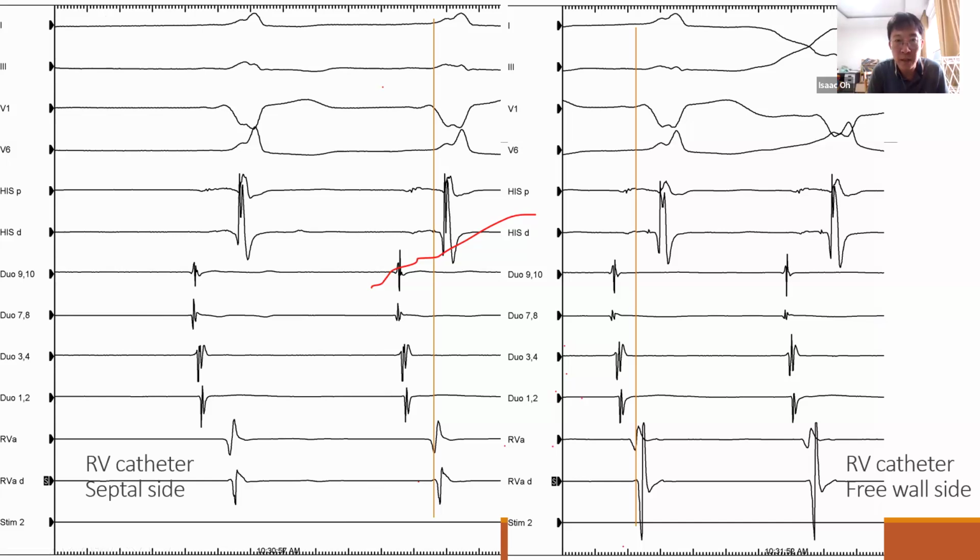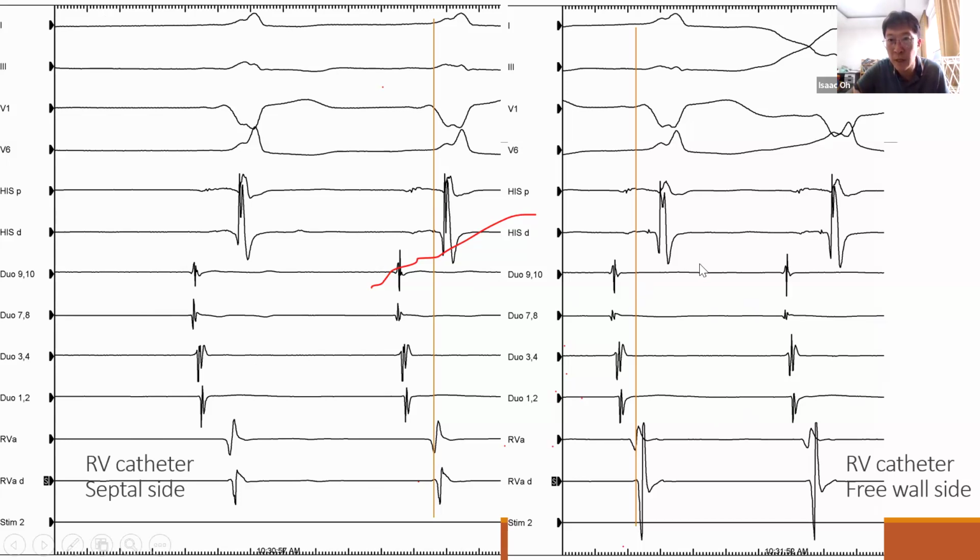Dr. Huang asked that we first put the RV catheter in a different position. So we put the LV catheter on the relatively septal side, and thereafter we put the RV catheter on the relatively free wall side. When we compare the onset of the RV signal, it is relatively later, about the His potential.